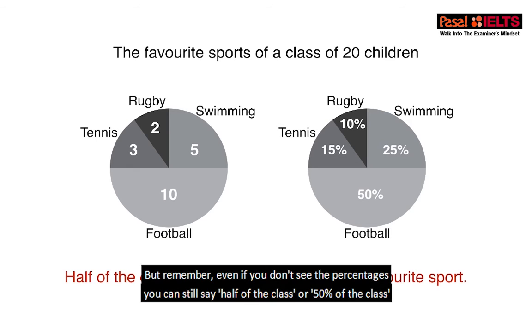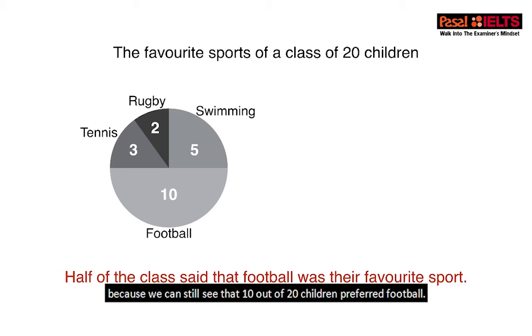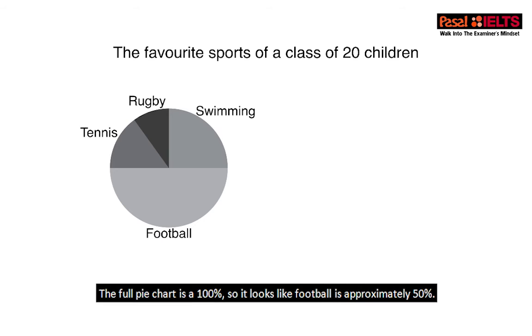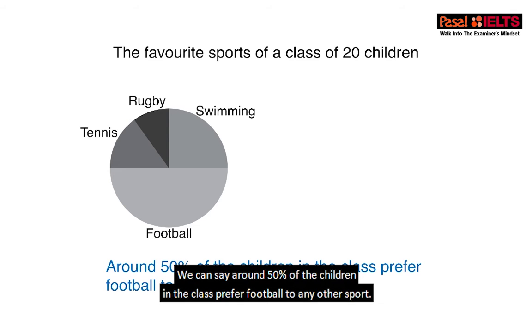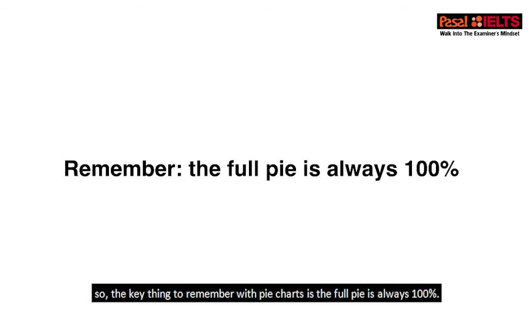But remember, even if you don't see the percentages, you can still say half of the class or 50% of the class, because we can still see that 10 out of 20 children preferred football. And even if you don't see those numbers, we can still see percentages or proportions in the pie chart. The full pie chart is 100%, so it looks like football is approximately 50%. We can say around 50% of the children in the class prefer football to any other sport. So the key thing to remember with pie charts is the full pie is always 100%.